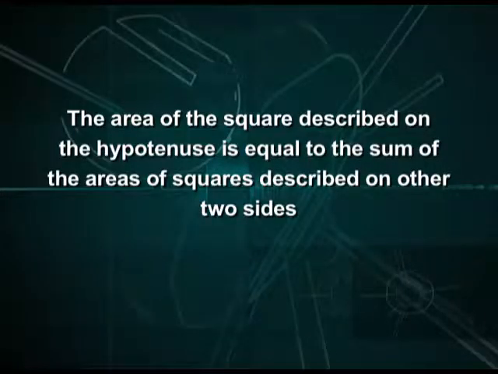The area of the square described on the hypotenuse is equal to the sum of the areas of the squares described on the other two sides.